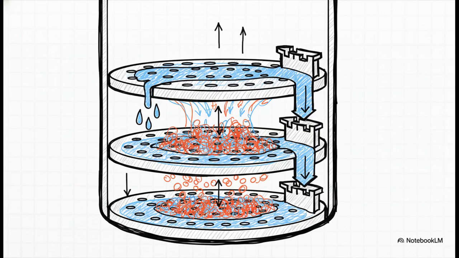And inside these columns, you have these trays. They are the absolute heart of the whole operation. This is where the magic happens. They create a massive amount of surface area, forcing the rising hot vapor to mix with the cooler falling liquid. This is what allows that crucial mass transfer to happen over and over again.